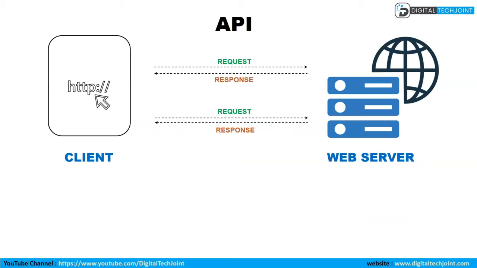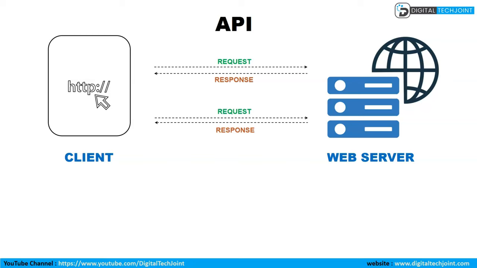So basically a web API is nothing but an application programming interface. Now, when I say API, it provides a mechanism that connects or enables communication between two software components. It's like exchanging the data that is required between two or more software components.